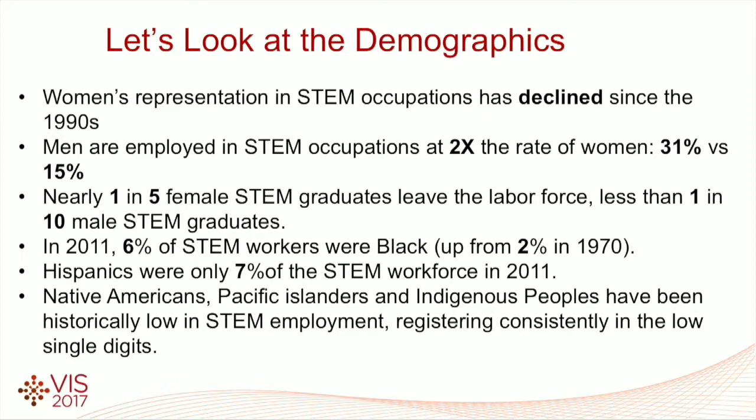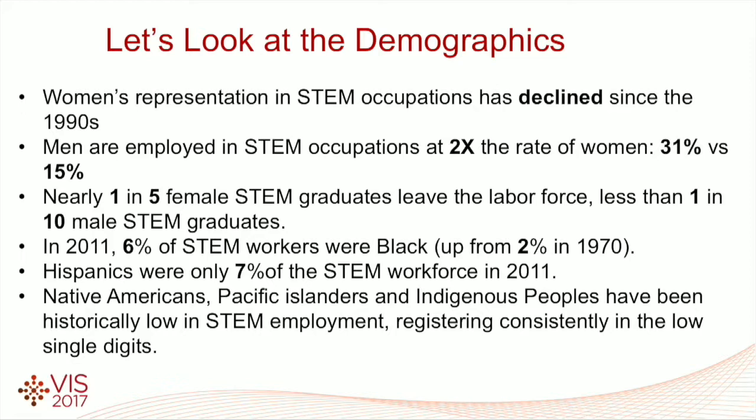Why is this happening? I can certainly speak from my own personal perspective, but it's much more powerful to look at the numbers and find out what the drivers are. Women's representation in STEM occupations has declined since the 1990s. Men are employed in STEM occupations at 2x the rate of women, but probably more alarming is that nearly 1 in 5 female STEM graduates leave the labor force versus 1 in 10 male STEM graduates. I've got some theories as to why that is. We've talked about it this week, but there are several factors that go into it.